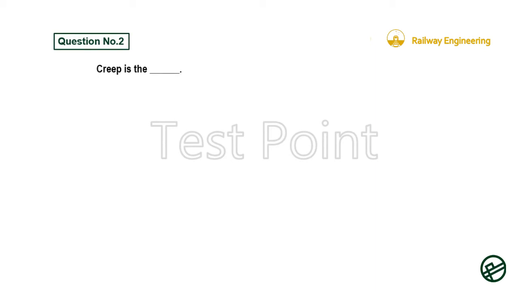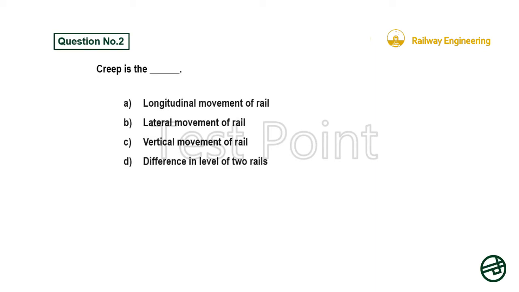Question number 2. Creep is: option A, longitudinal movement of rail. Option B, lateral movement of rail. Option C, vertical movement of rail. Option D, difference in level of two rails. Answer is option A, longitudinal movement of rail.